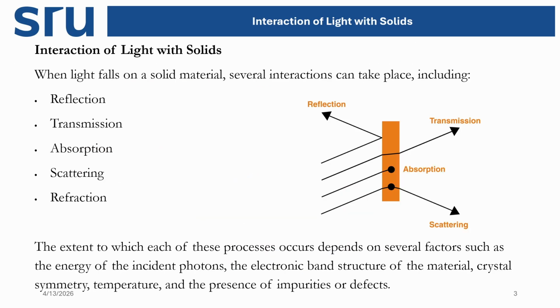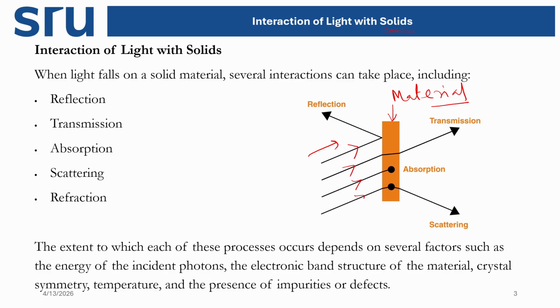The first question is, when light comes and interacts with solid materials, what kind of interactions or processes can take place? Let's say from outside this is the incoming light. It is coming and we have this material here. This incoming light is coming here. Then what processes can take place?